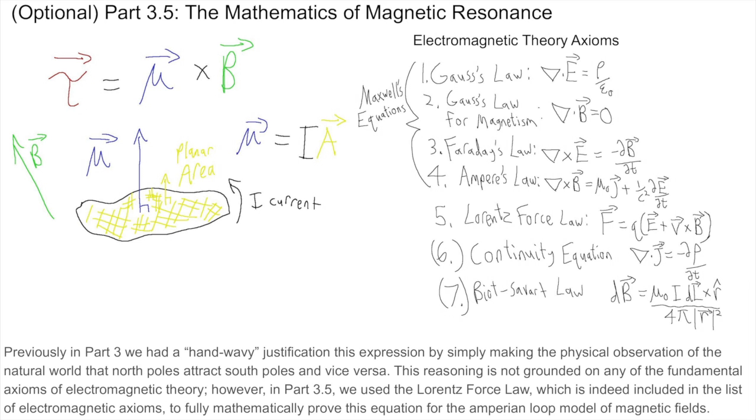Previously in part 3, we had a hand-wavy justification of this expression by simply making the physical observation of the natural world that north poles attract south poles and vice versa. This reasoning is not grounded on any of the fundamental axioms of electromagnetic theory. However, in part 3.5, we used the Lorentz force law, which is indeed included in the list of electromagnetic axioms, to fully mathematically prove this equation for the Ampérian loop model of magnetic fields.